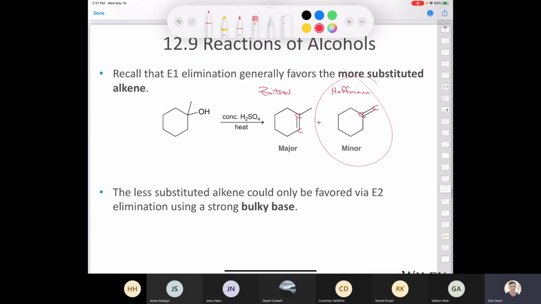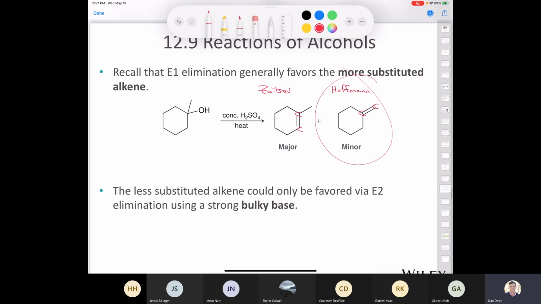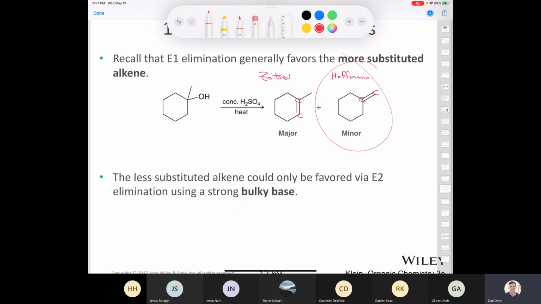The only way you could make this one the major alkene is if you did an E2 elimination using a big bulky base. Now, I'm going to look ahead of my slides. I don't think I have that written down anywhere, but let me just show you. And I know you already know how to do it, but I just want to review with you quickly here. If you were to take this tertiary alcohol and first treat it with tosyl chloride and pyridine, then you'd make the tosylate.